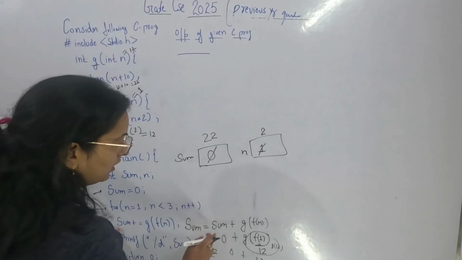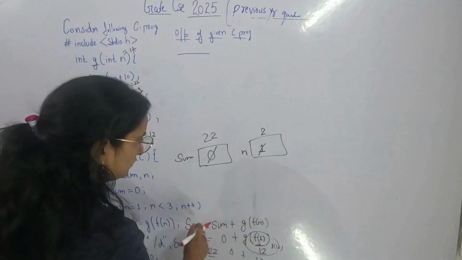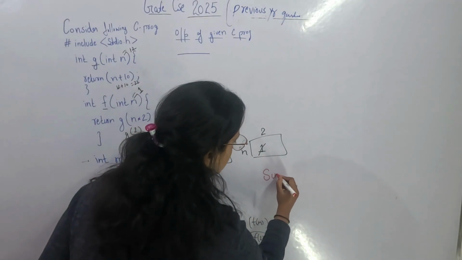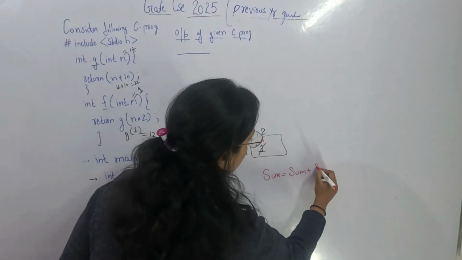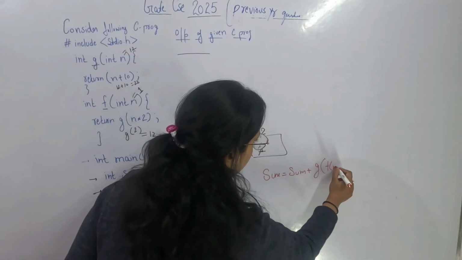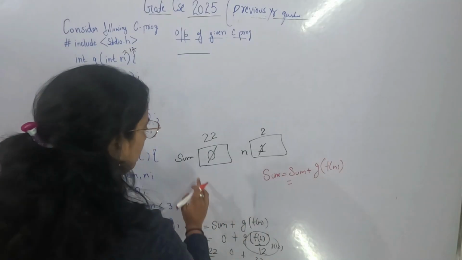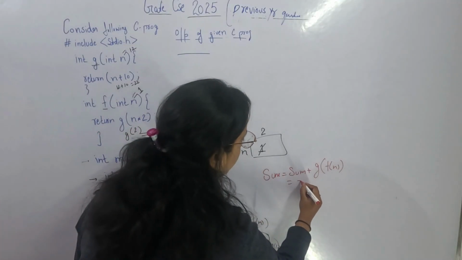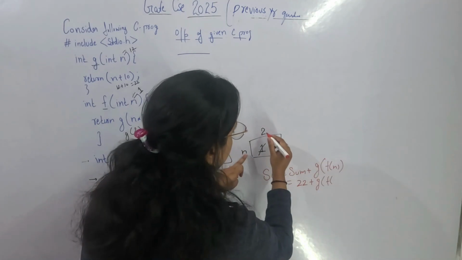Now again this will be called. I am writing here: sum equals sum plus g of f of n. Now see, the sum value is now 22. So you will write here 22 plus g of f of n, and n is 2 now.